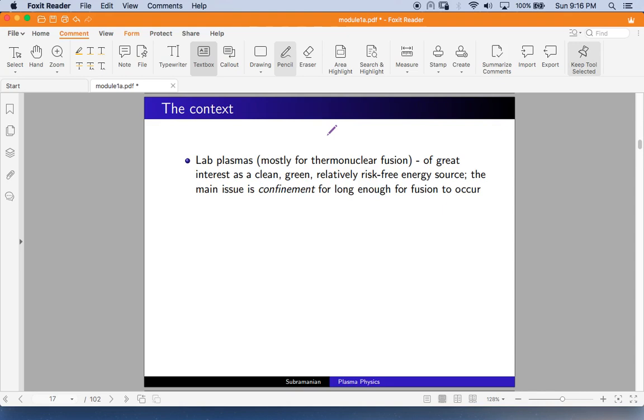energy source. The problem with nuclear fusion is that what you're doing is you're trying to replicate the conditions at the core of the sun. So you're trying to confine plasma at high enough densities and temperatures such that hydrogen fuses into helium. But the main issue is confinement. Confining a plasma is a difficult thing, in particular confining it for long enough for fusion to occur.